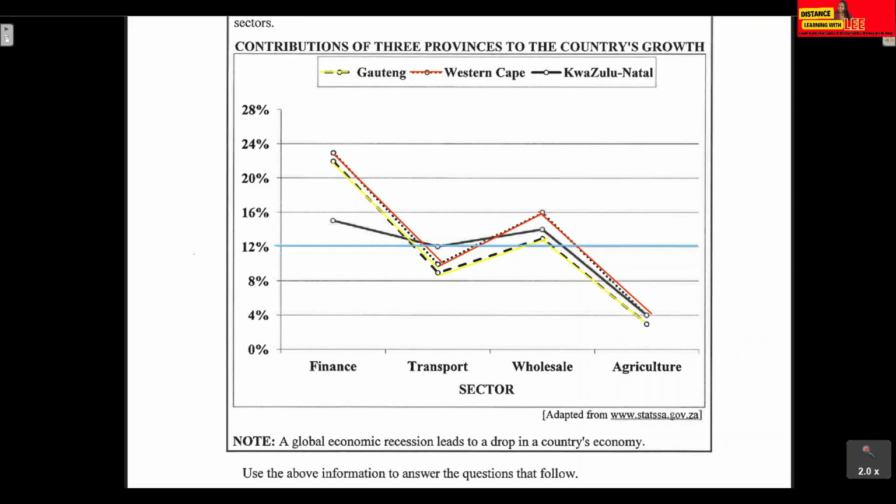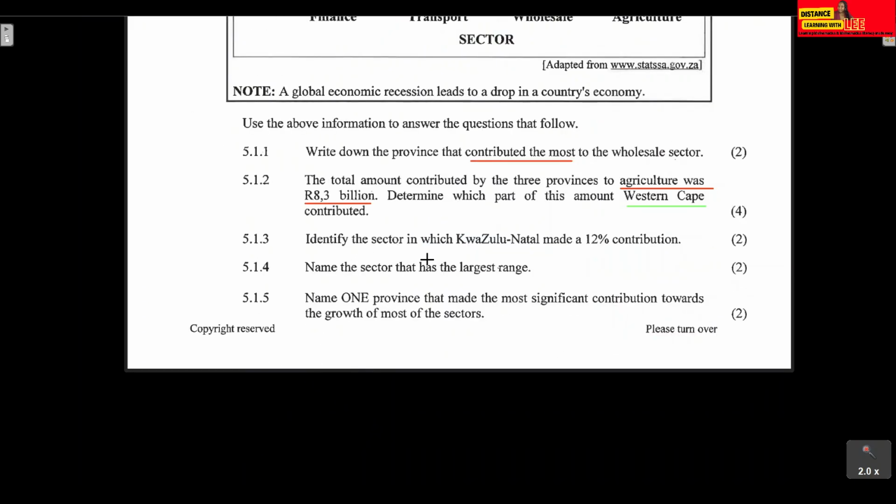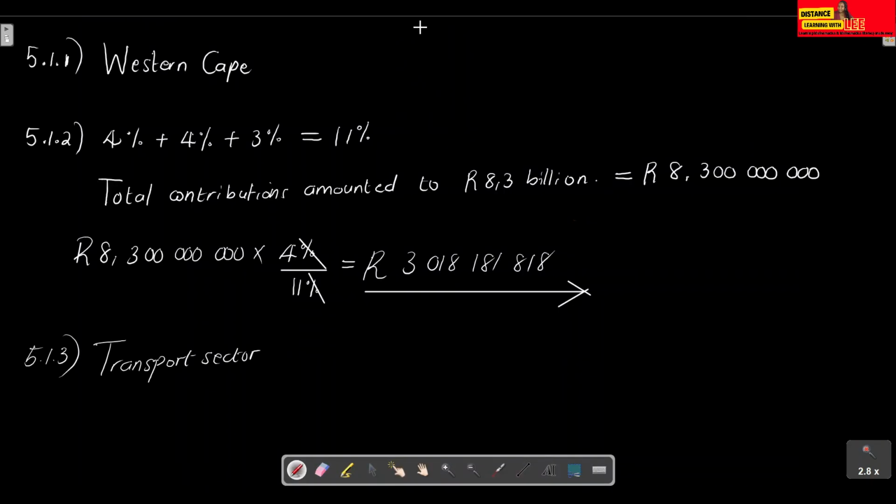We can already see that the intersection happens where? Where do we see this blue line intersecting with the KwaZulu-Natal province? Remember, guys, the key for the KwaZulu-Natal province is this solid black line, and we see that it intersects there, the transport sector. Okay, so to answer the question, identify the sector in which KwaZulu-Natal made a 12% contribution. We can see that that sector is the transport sector. Okay, so it's the transport sector.